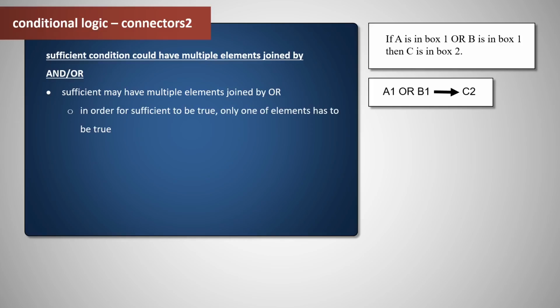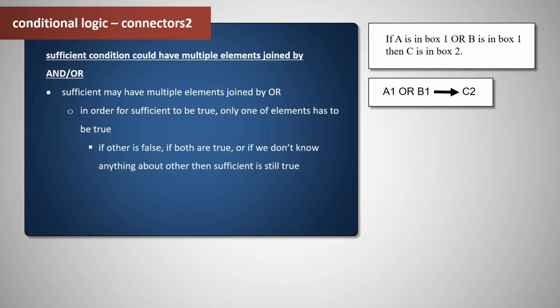This is or. Remember, or means at least one, perhaps both, but at least one. So only one of these has to be true. If you've got a situation where only one of them is true, you get to C being in 2. If the other is false, or if they're both true, or if we don't know anything about the other, then the sufficient is still true. As long as you know that one of them is true. And once again, this means that maybe both, then you know the sufficient is true.